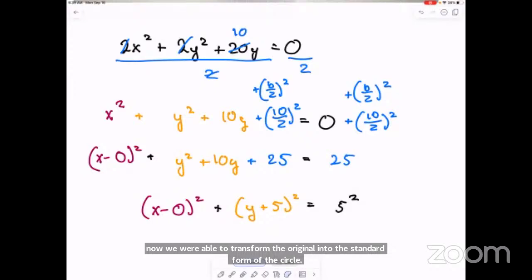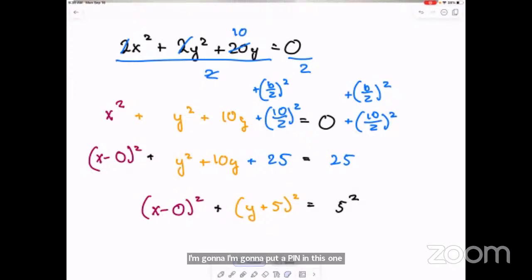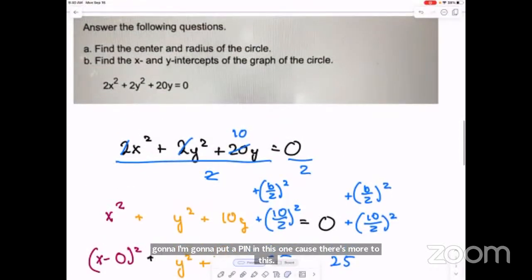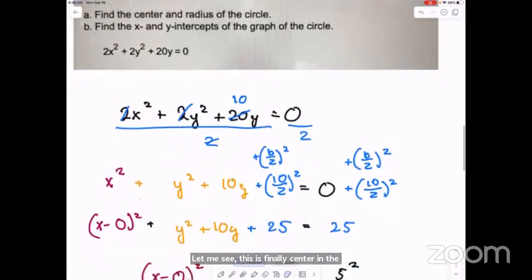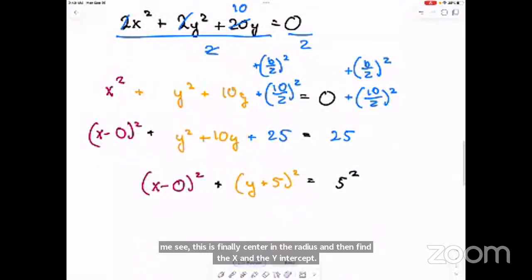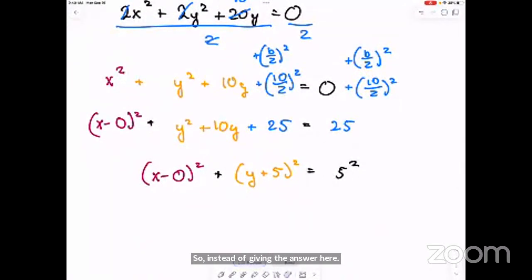I'm going to put a pin in this one because there's more to this. It says find the center and the radius, and then find the x and the y intercepts. So instead of giving the answer here, I'm going to pin it right here. From here it's a copy of what we did earlier. We did a similar question earlier where once we got it into the proper form, it was pretty much one step away from here.